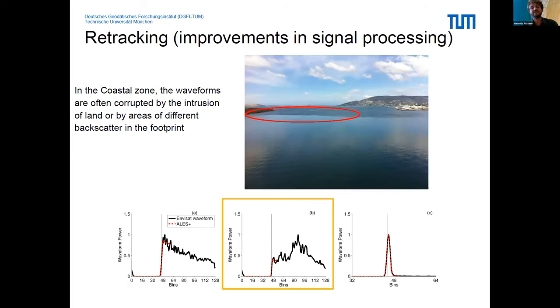But the problem we had to face is that when we get into the coastal zone, the area that we are illuminating doesn't have a homogeneous backscatter, but can instead be affected by land intrusion in the footprint, or also by areas of different backscatter. So I've put here a picture that I took at the coast, and if you imagine you're looking at a circular area, then you might have effects that change the backscatter of the water. And this causes interference in the signals, like the one that you see here, that we have to face. So we had to improve the way in which we were fitting the signal, and we have developed different techniques for doing that.